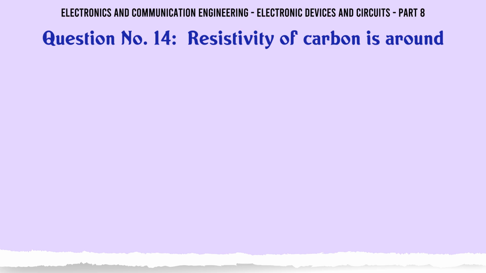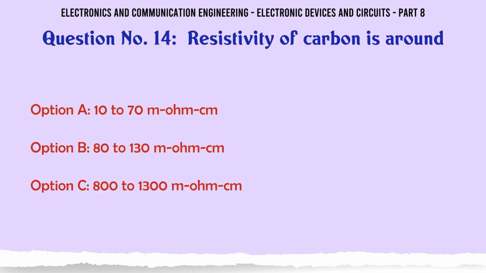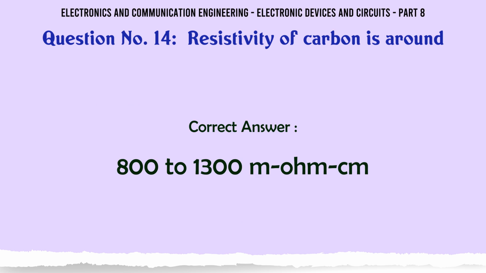Resistivity of carbon is around A. 10 to 70 mOhm/cm. B. 80 to 130 mOhm/cm. C. 800 to 1300 mOhm/cm. D. 8000 to 13000 mOhm/cm. The correct answer is 800 to 1300 mOhm/cm.